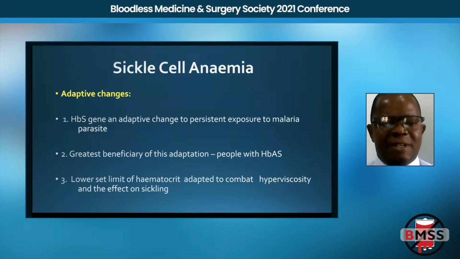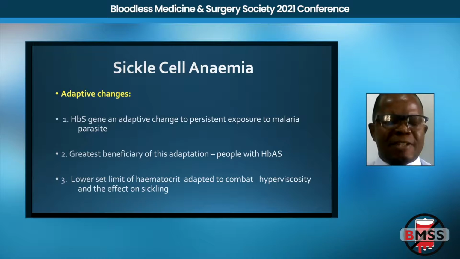And what is this adaptive change that takes place? The circulation of the patient with sickle cell anemia would definitely hemolyze, and the cells are destroyed to a level where the plasma is enough to make the blood less viscous.